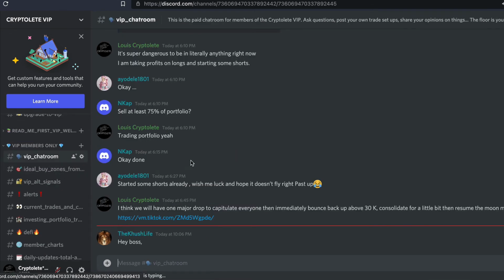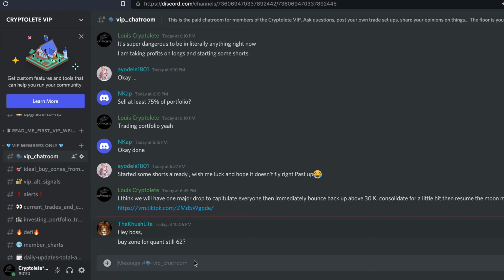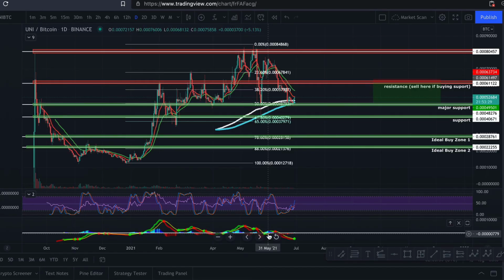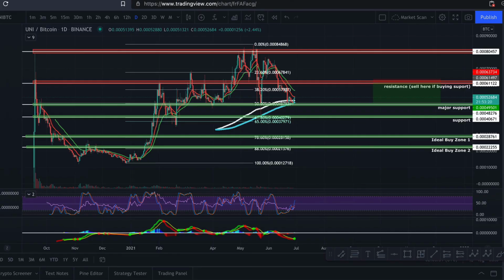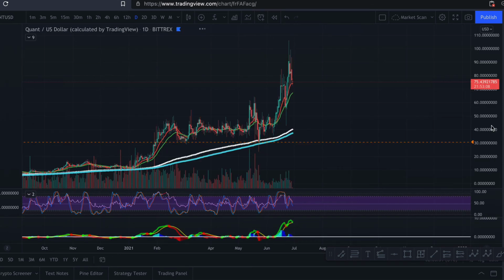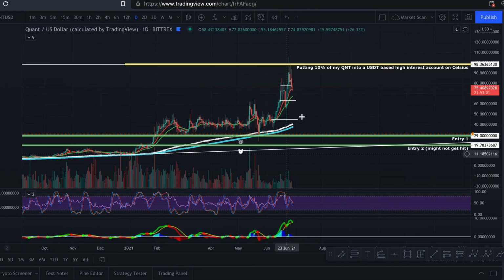Let's see what the Kush Life has to say. Buy zone for Quant still 62. Oh my gosh, I definitely need to do Quant. Let me do Quant right now, because Quant is number 92 or something like that in this list, but it's all the way down here. Quant needs to be seriously very high up here. All right, here we go.